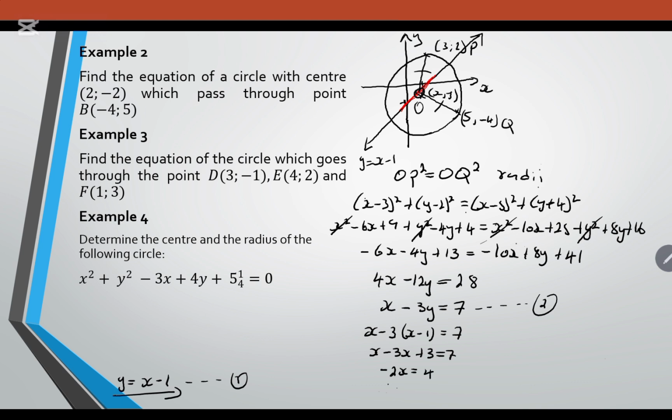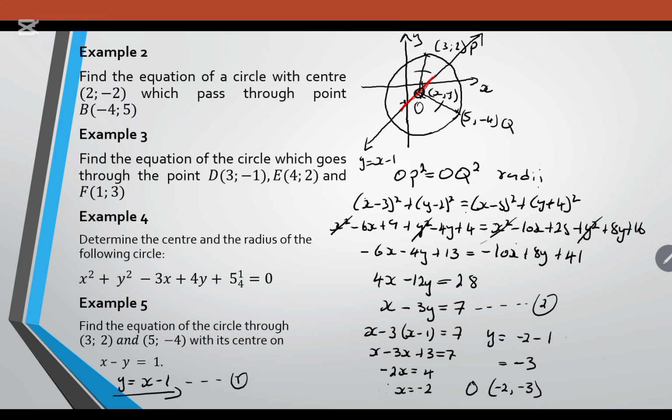Therefore, x is equal to negative 2. Therefore, we substitute the value of x in the equation. y is equal to negative 2 minus 1, that is negative 3. Therefore, the coordinate of center is negative 2 and negative 3.